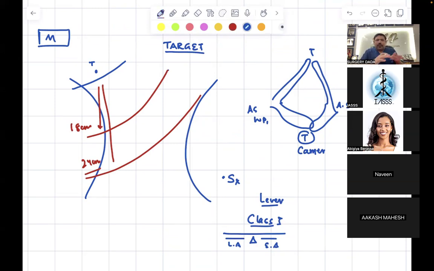So now when you have this, this is the target. In this port, you can place a camera port, and then you can place your working port number 1, working port number 2. Now the next task is, where will I place my working ports? According to the baseball concept.